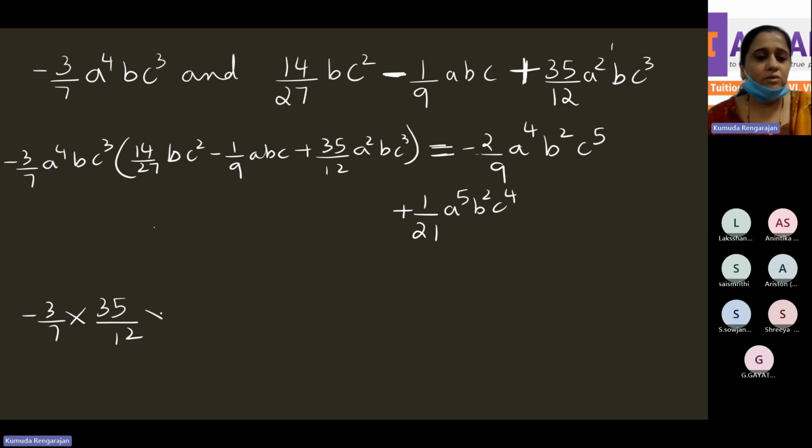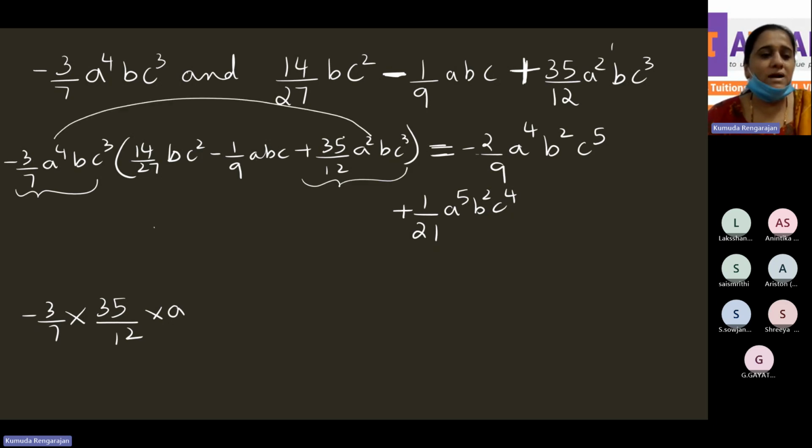A2 into A. Now I'm asking how they wrote B and 5. See here, now we are multiplying this one and this one, right? So when you're multiplying these two, multiply the numbers: minus 3 by 7 into 35 by 12. Correct? Then there is a to the power 4 here and a square here. What is a to the power 4 into a square? When bases are same and it's multiplication, we add the powers. So the result is 4 plus 2, 6.